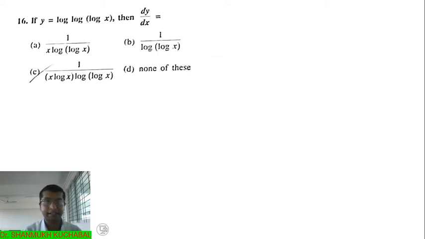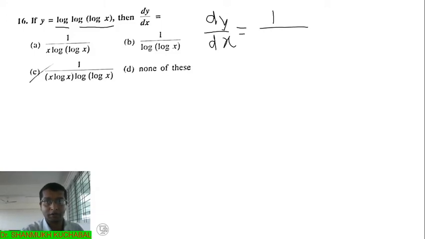So example number 16. Here we have a function y equal to log of log x. Then we have to find dy by dx. So here differentiating y, we get dy by dx equal to. So it is a composite function differentiation. Log is the outer function, log x is the inner function. So the differentiation of log of a function is 1 by the function, that is, 1 by log x.